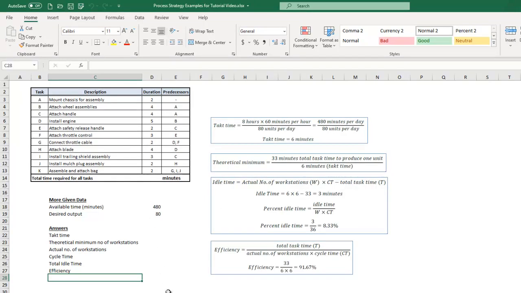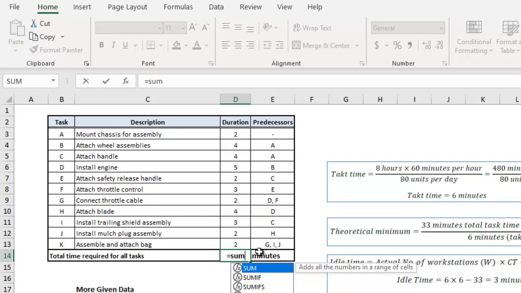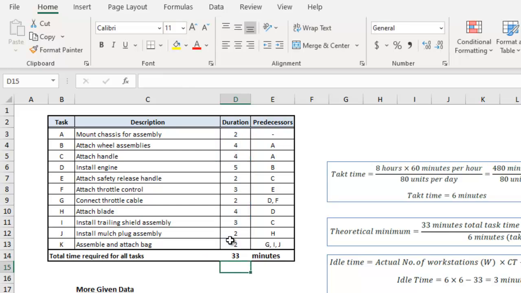The first thing we must do is compute the total time required to produce one unit. Well, we have the duration in minutes for each of the tasks in the assembly of this lawnmower, and to get the total time we simply do a sum formula, grab all of those individual durations, and the total time required to produce one unit is 33 minutes.